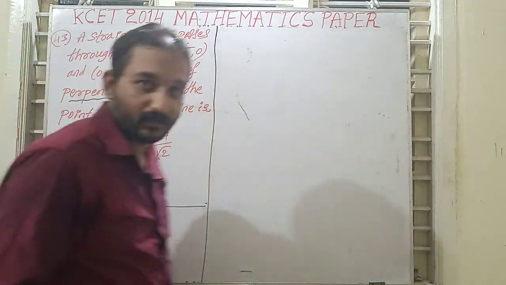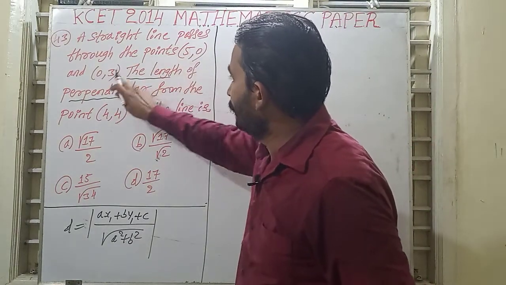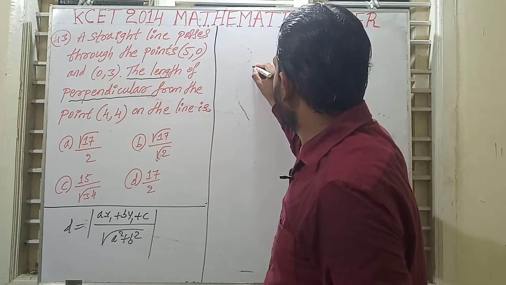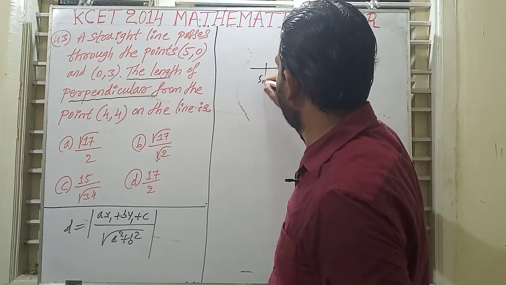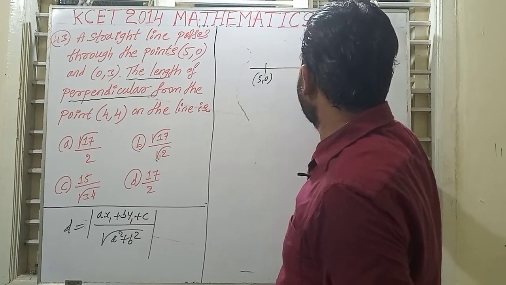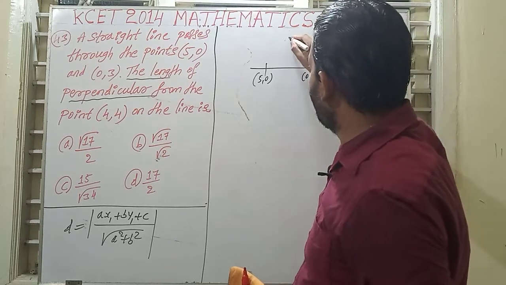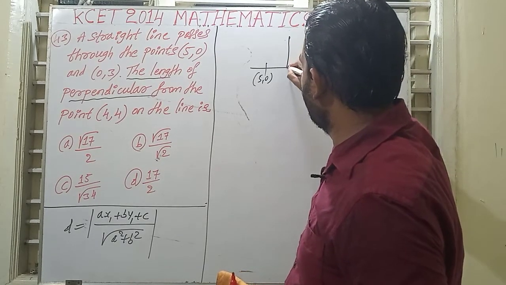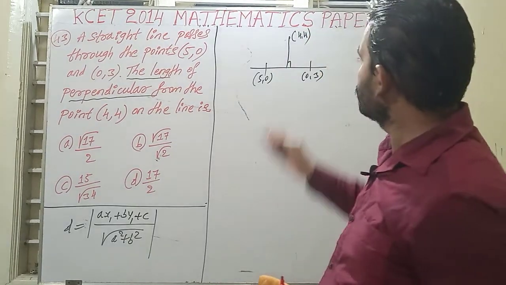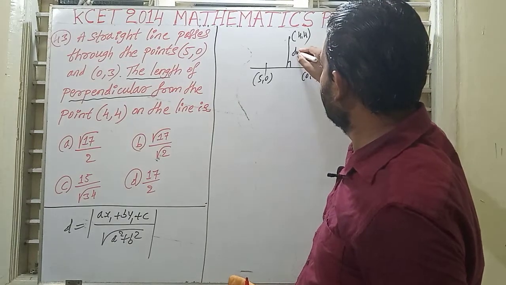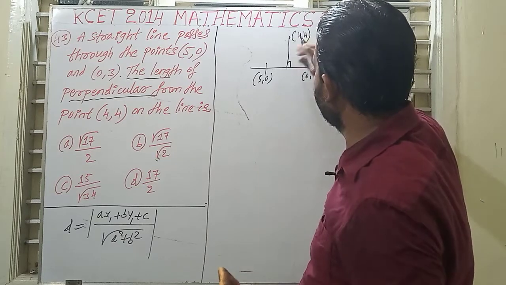So let us draw a rough figure to see how it looks. First we have to draw the line between them. A line passes between the two points. First 5, 0, second one 0, 3, and then find out the distance of this line from the point. So draw the perpendicular line from the point 4, 4. We have to find this length D. This is the required answer. D, we have to find out D.